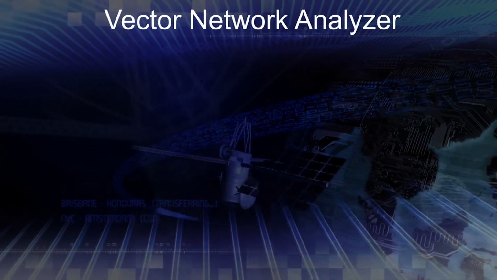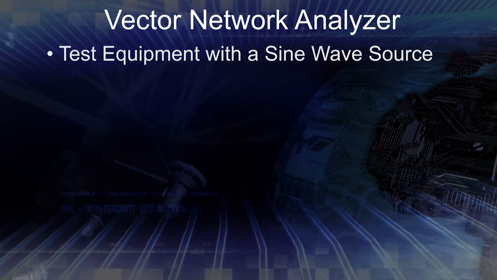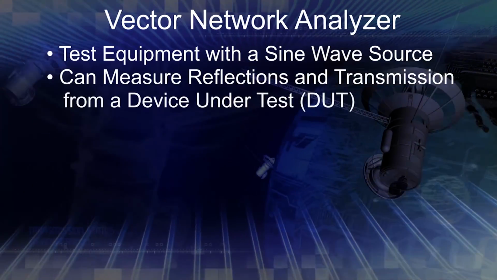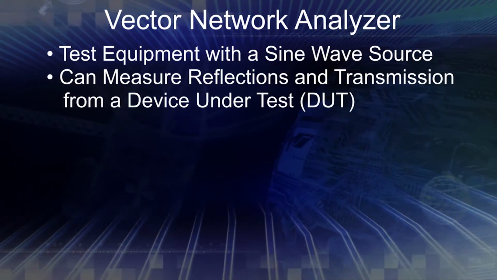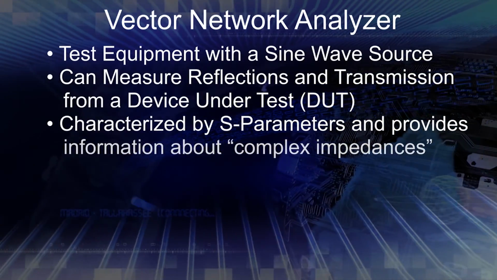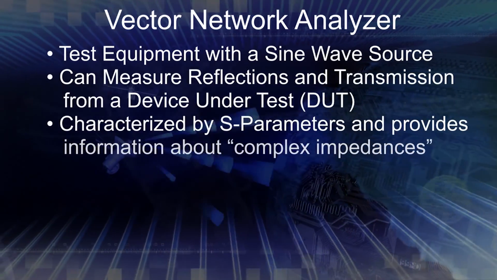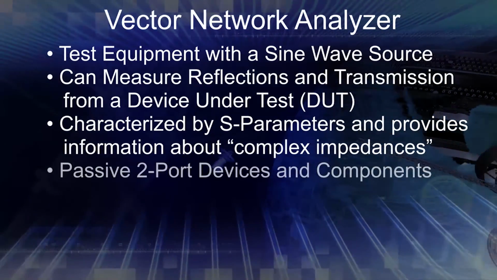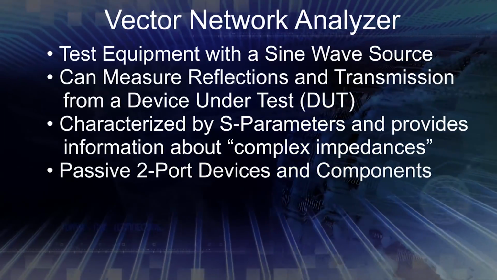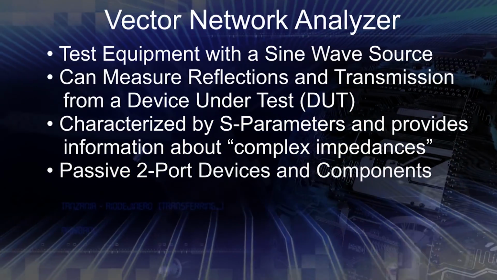Let's review what we've seen. A vector network analyzer is a piece of test equipment which delivers a sine wave with variable frequency to a device under test and can measure reflections from and transmissions through the device. The reflections and transmissions are characterized by S parameters in both magnitude and phase, which leads to information about complex impedances. The vector network analyzer can provide useful information about a number of passive two-port devices, such as attenuators and filters, and can characterize components such as resistors, inductors, and capacitors.